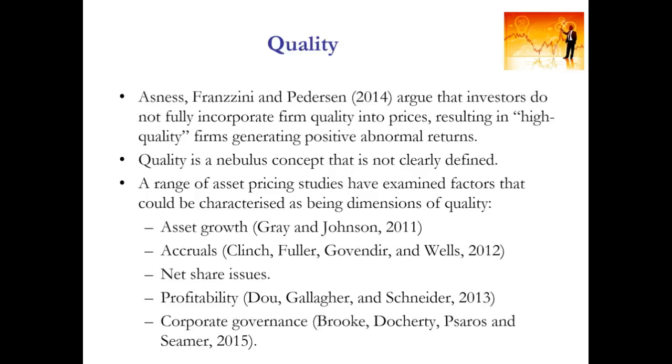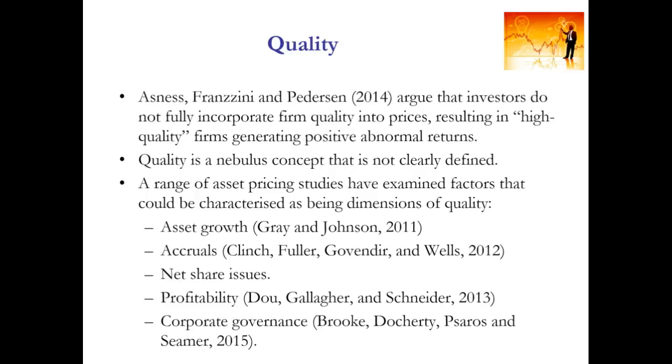As well as looking at low volatility factors, another suite of alternative smart beta factors that investors may decide to exploit as part of their investment philosophy are several factors relating to firm quality. Asness, Frazzini and Pedersen 2014 argue that investors do not fully incorporate firm quality into prices. They don't fully recognize the importance and the value of firm quality, resulting in high quality firms being underpriced and subsequently generating positive abnormal returns.